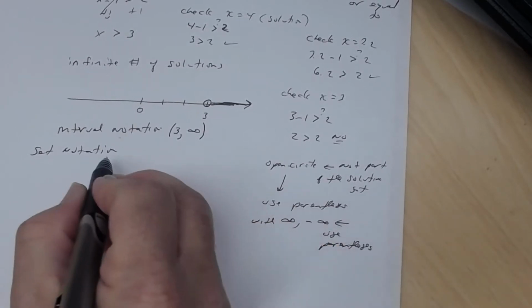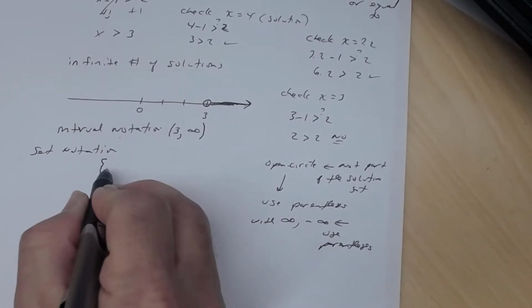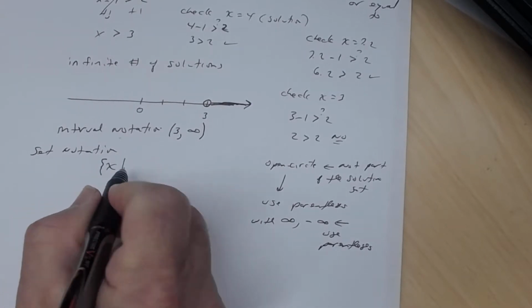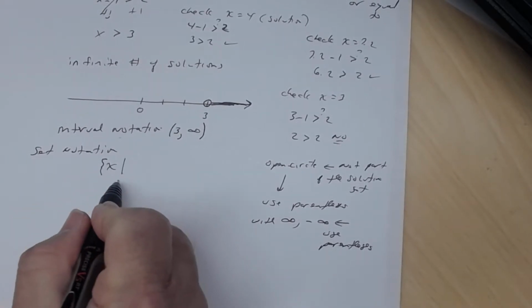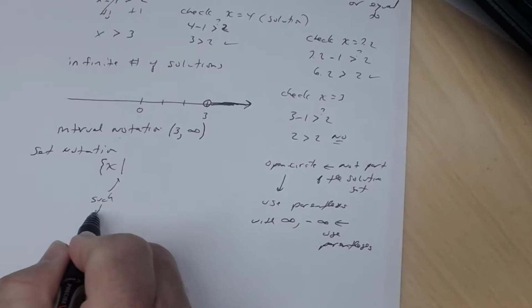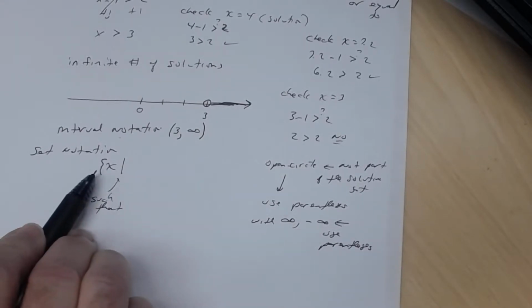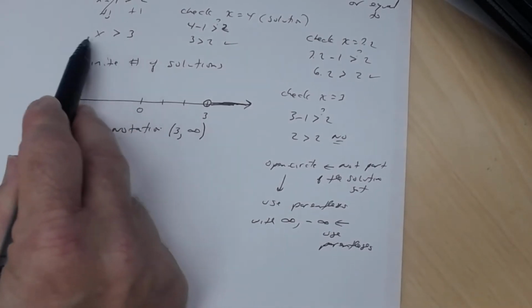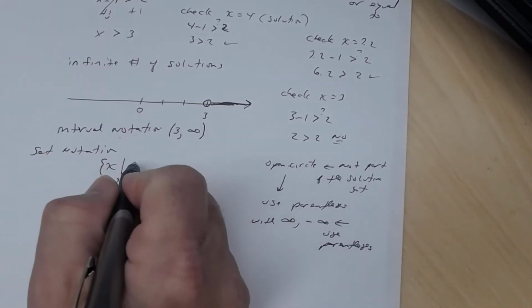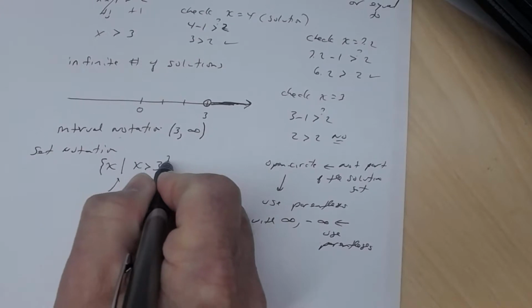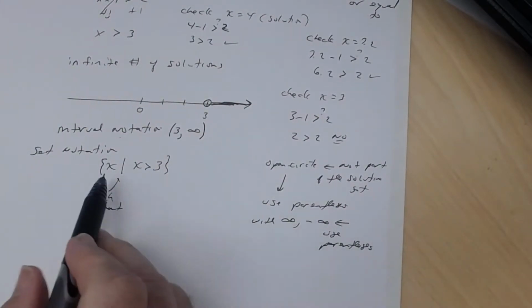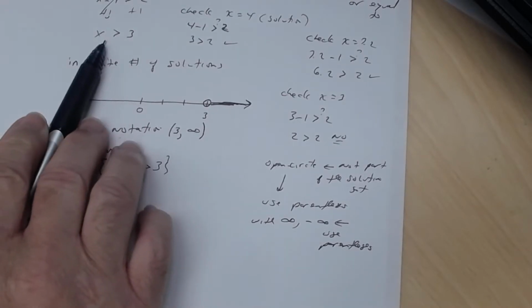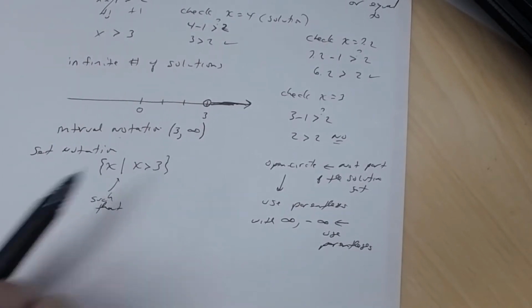So you write as a set. You're going to say the set of, and my variable here is x. So you're going to say the set of x's such that. This symbol right here means such that. So the set of x's such that, and then you just write your inequality, such that x is greater than 3. And you're done. And just close the brace.